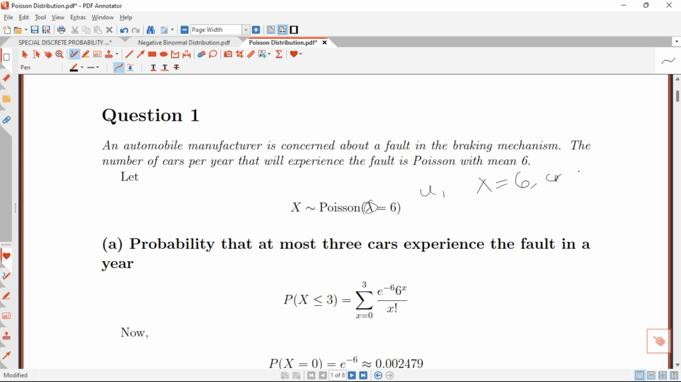Or what we used in our discussion earlier was mu. Or we can use our mu to be 6. That is the expectation. So he said we should find the probability that at most 3 cars experience the fault in a year.